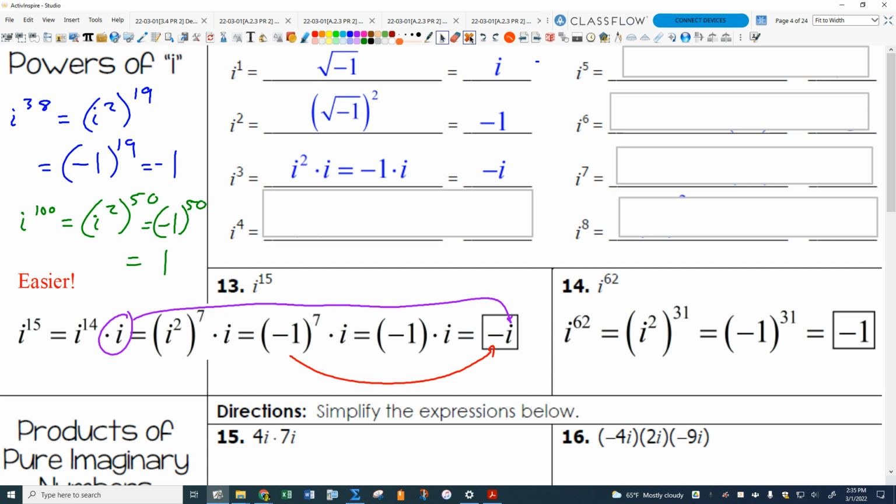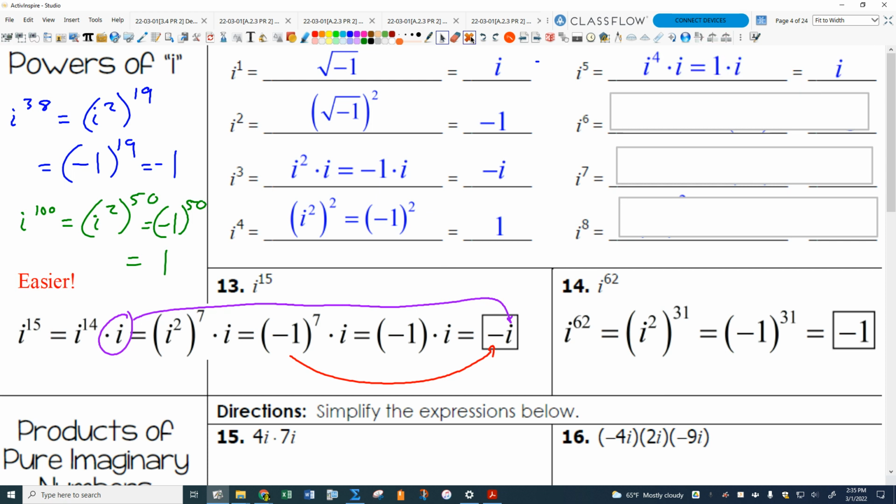Say it again. Negative 1? Thumbs up, thumbs down? Al, you want to change that? Positive 1. Yeah. How come? Because it's i squared squared, right? 4 divided by 2 is 2, which is even. So I'm getting negative 1 to an even power, which is 1.